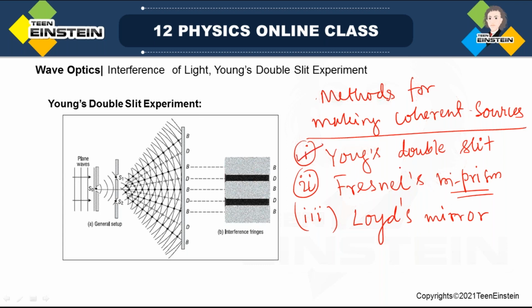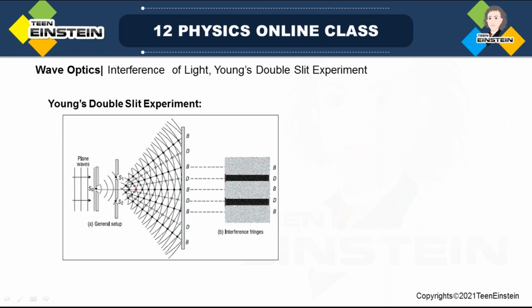Among them, Young's double slit experiment has a very simple setup and is feasible to do in a laboratory. The others are also done in the laboratory and are feasible, but this is the simplest way. Let us see in Young's double slit how he first produced coherent monochromatic sources. So look here at what he had done.